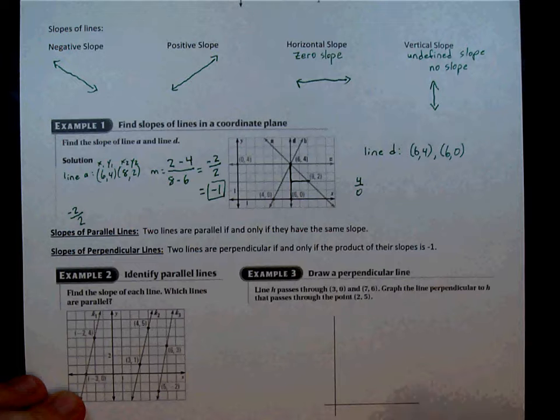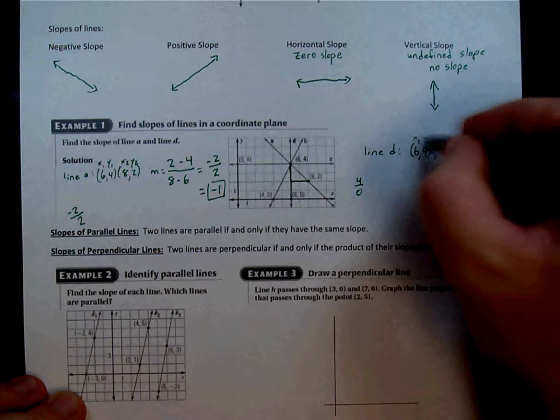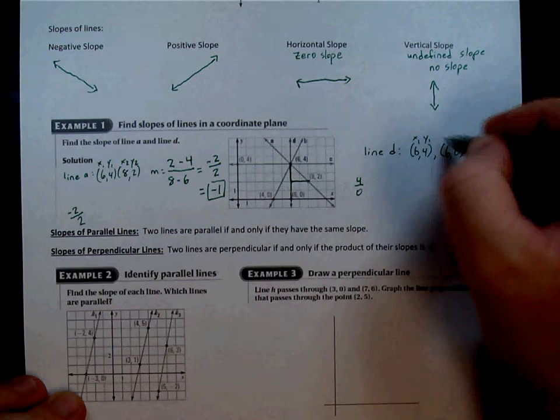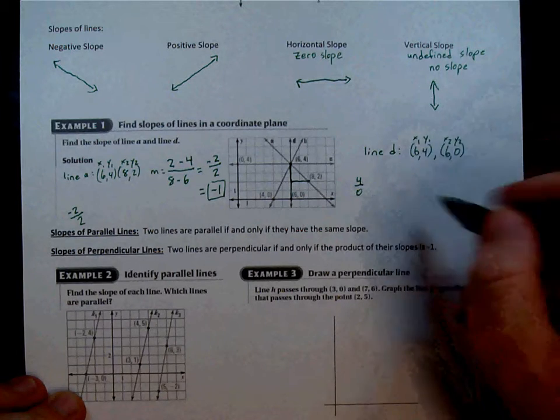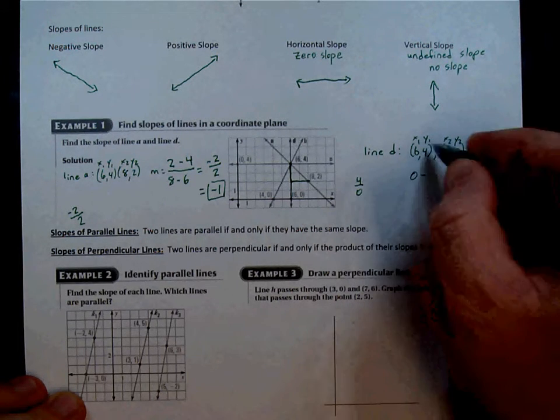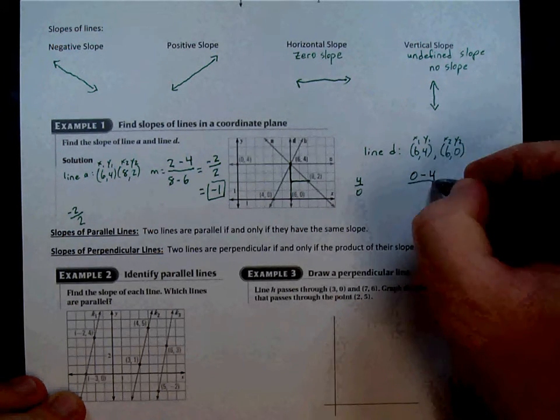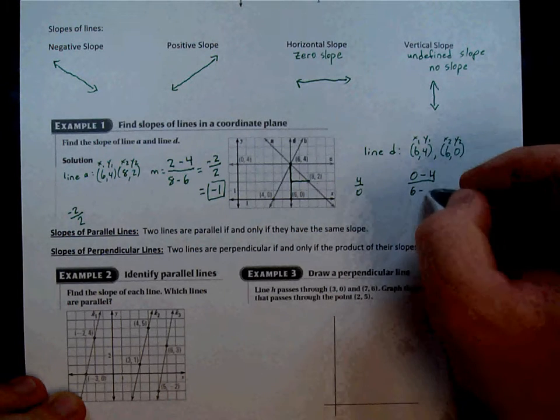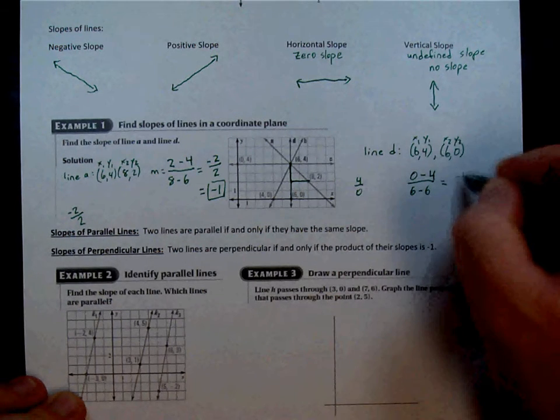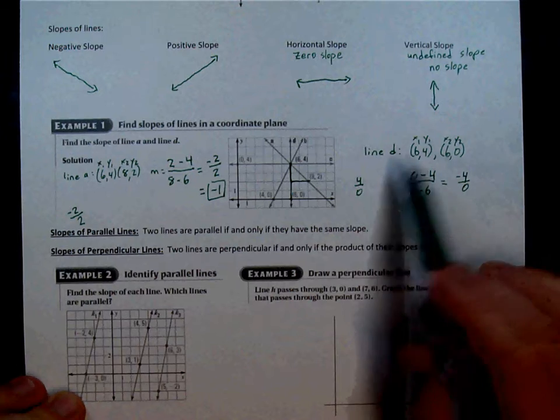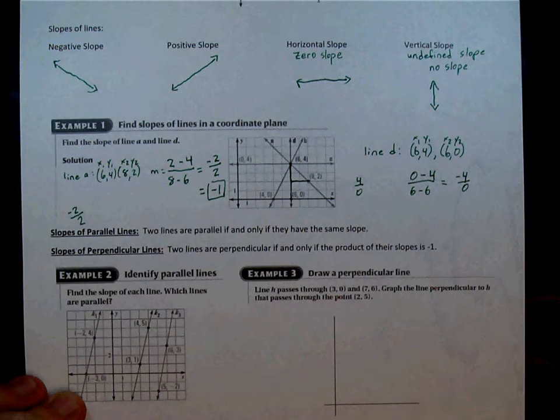So its denominator is 0. Notice if I would have used the formula, I should get the same answer. Let's check it. So y2 is 0, minus y1, which is 4, over x2, which was 6, minus x1, which is 6. Here I get a negative 4 over 0. Whether it's a positive 4 over 0 or a negative 4 over 0, both of them are problematic because they both have a denominator that's 0. We're not allowed to have a denominator that's 0. We call that undefined.